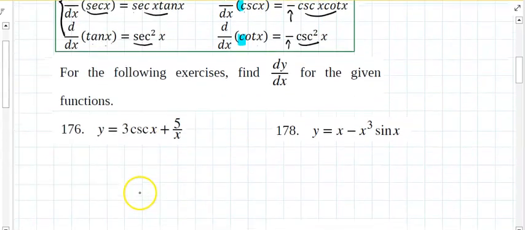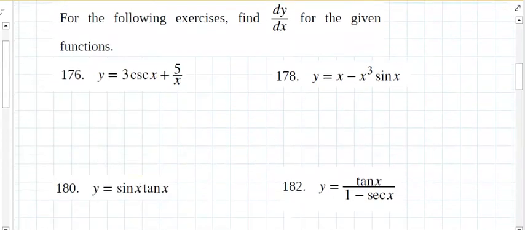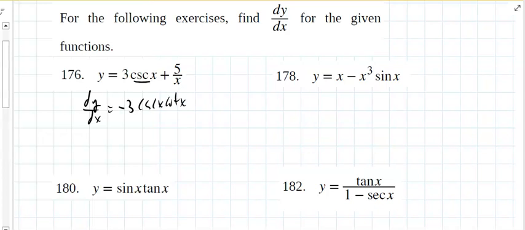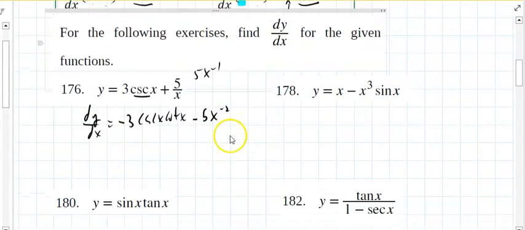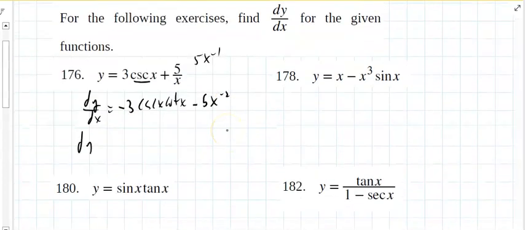Well, here we are. Find the derivative. Well, dy dx will be negative 3 times the derivative of cosecant, which is cosecant of x cotangent of x. And this is really 5x to the negative 1. So if you take a derivative of that, that becomes negative 5x to the negative 2. And again, the derivative of cosecant is right there.